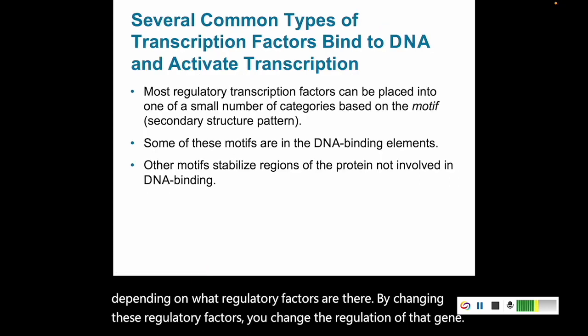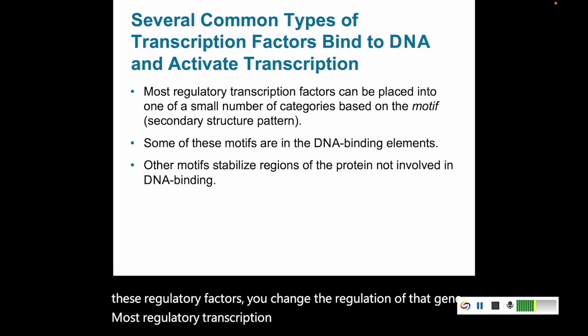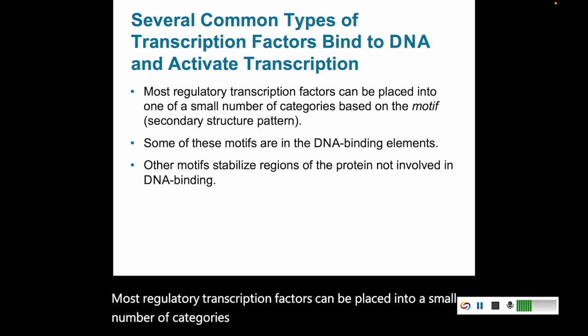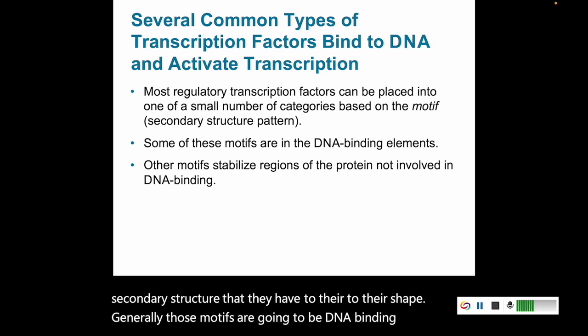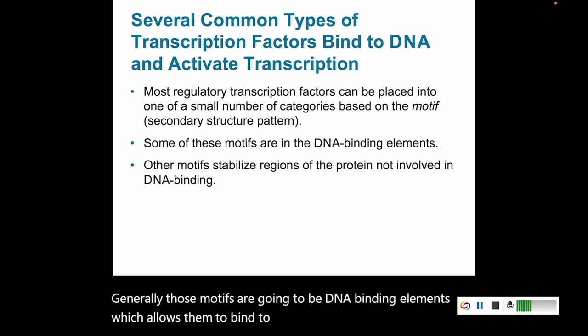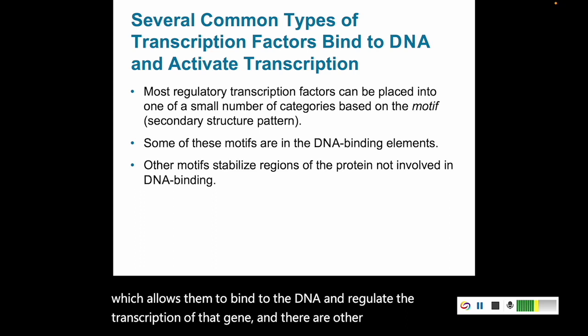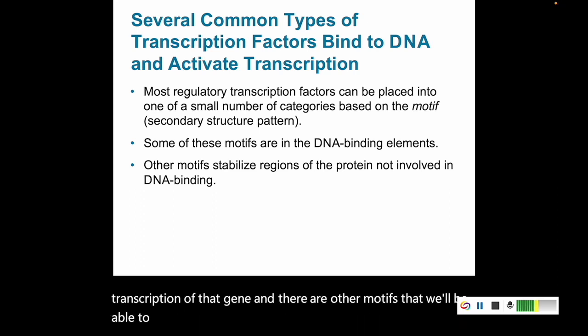Most regulatory transcription factors can be placed into a small number of categories based on a motif that they have, or a secondary structure that they have to their shape. Generally, those motifs are going to be DNA binding elements, which allows them to bind to the DNA and regulate the transcription of that gene. And there are other motifs that will be able to stabilize other regions of the protein separate from DNA binding.